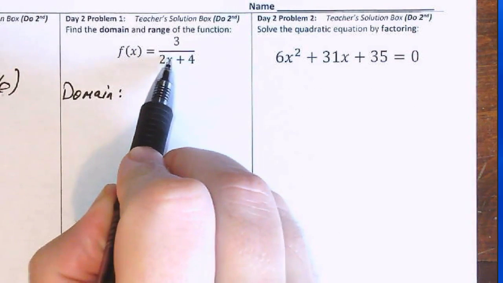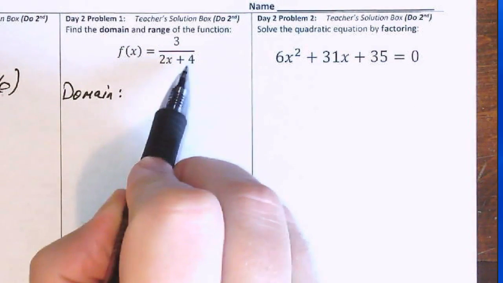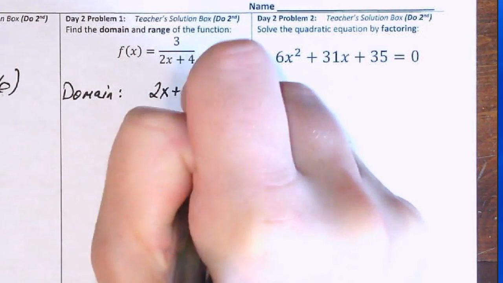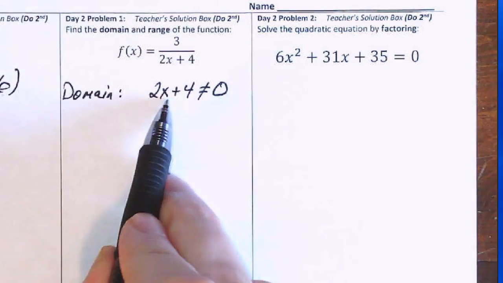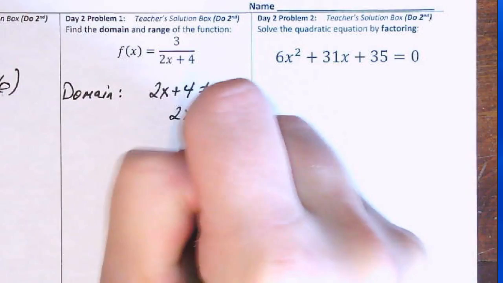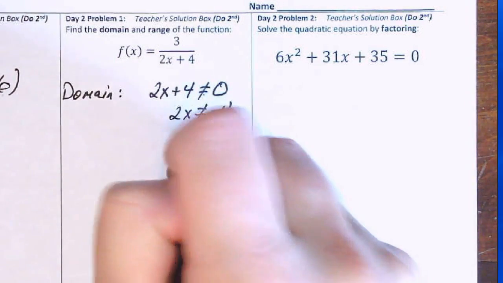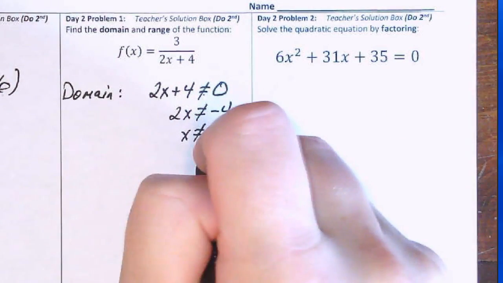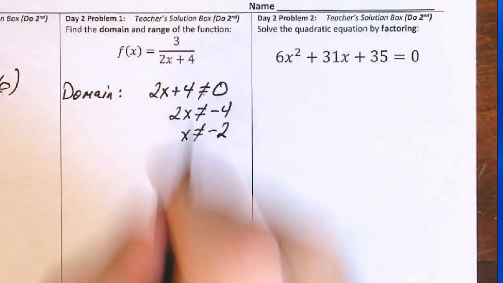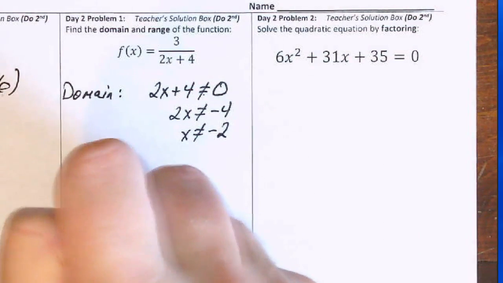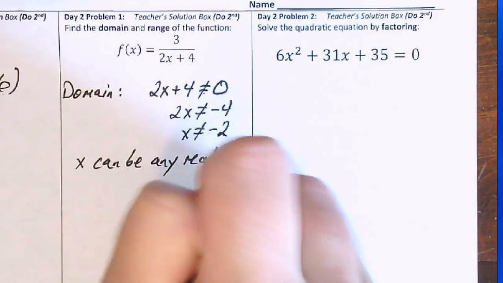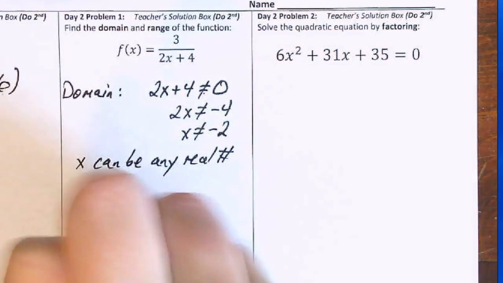Because x is in the denominator of a fraction, that denominator cannot equal 0. So let's figure out what the restricted value of x is by setting the denominator not equal to 0. Subtract 4 from both sides, and then divide by 2. We find out that x cannot equal -2, but x can be any other real number. So for the domain, x can be any real number except -2.